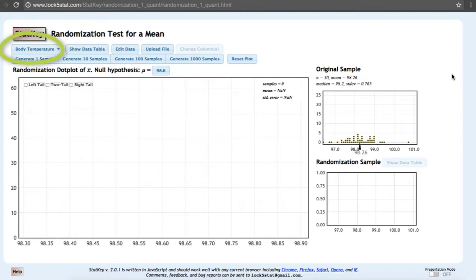Many people believe that the average body temperature for a healthy adult is 98.6 degrees Fahrenheit. We want to know if there's evidence that the average body temperature for a healthy adult is actually different from 98.6. Our null hypothesis is that mu, the population mean, equals 98.6. Our alternative hypothesis would be that mu does not equal 98.6.